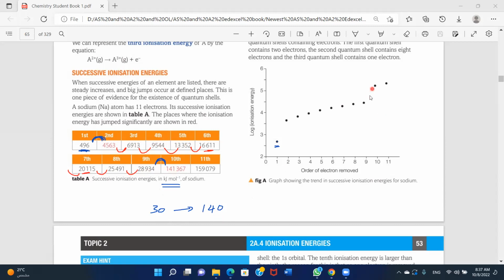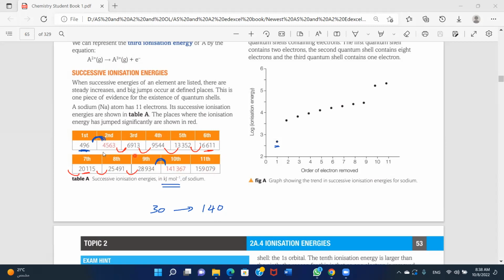You see, this is a big jump here, which means that we go from one energy shell to an inner shell. Since we have a much bigger increase in energy, this means that we are leaving one energy shell and going to an inner shell closest to the nucleus. And so the attraction force between the electrons and the positive nucleus is so high, and we need a very high energy in order to remove this electron.